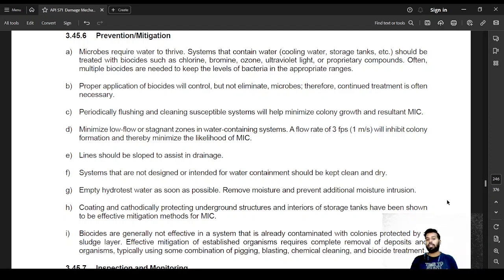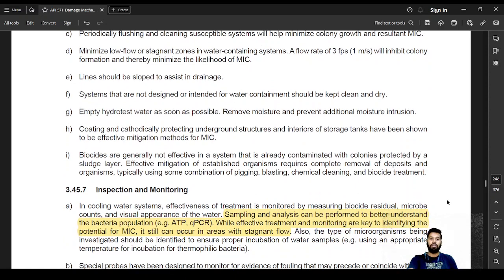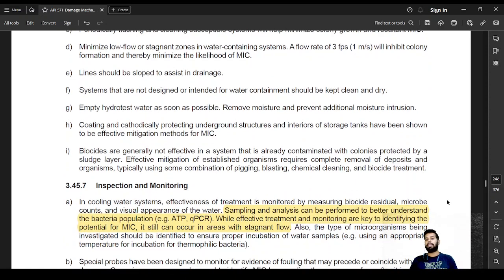Minimize low flow or stagnant zones in the water containing systems. A flow rate of 3 feet per second or 1 meter per second will inhibit the colony formation and thereby minimize the likelihood of MIC. Lines should be sloped to assist in drainage. The systems that are not designed or intended for water containment should be clean and dry. Empty the hydro test water as soon as possible.